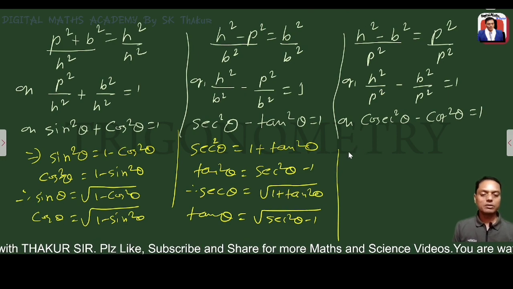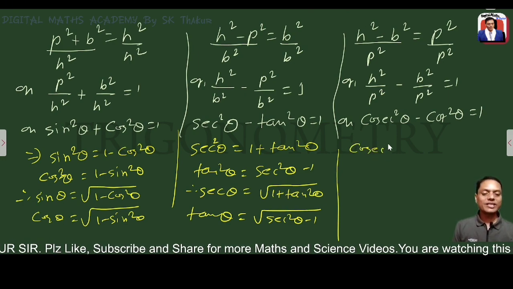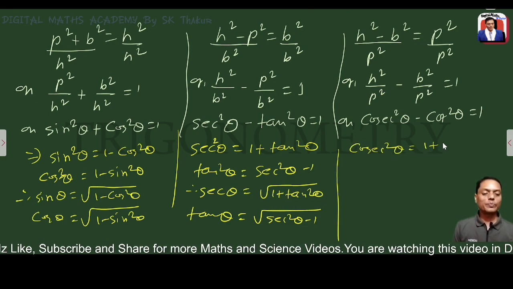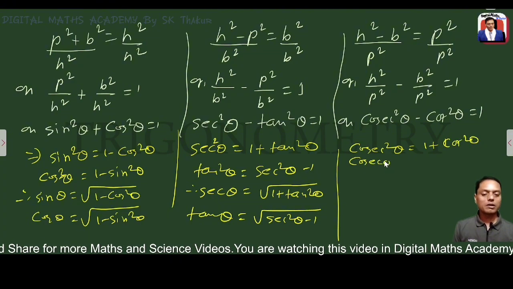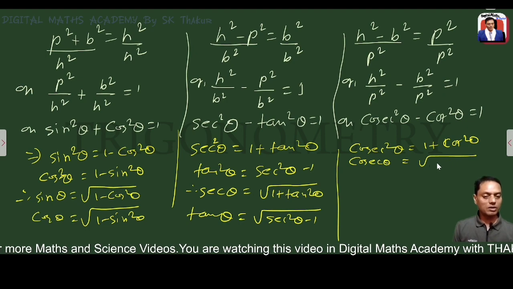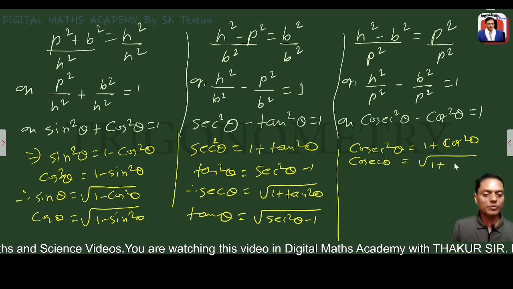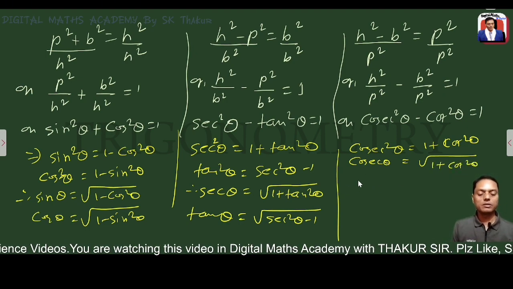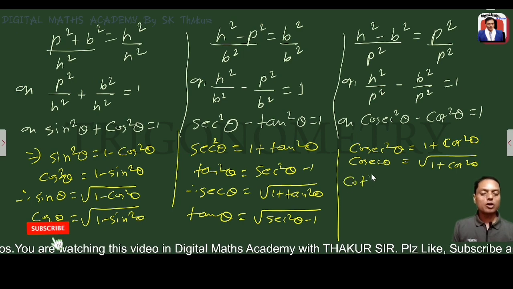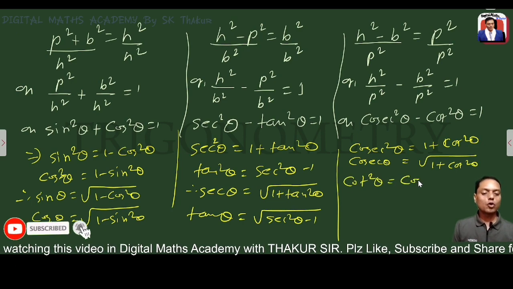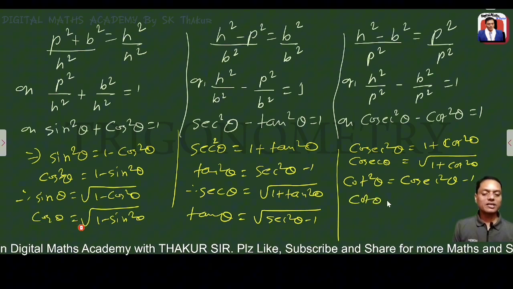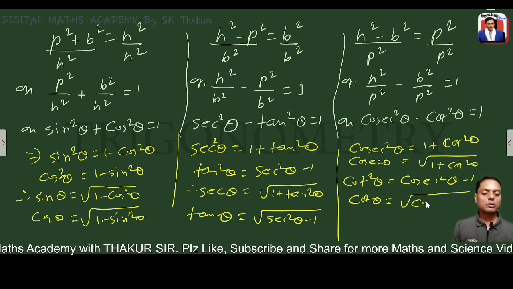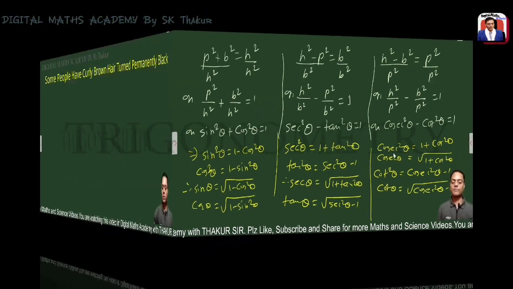Likewise, from here we can write cosec square theta equals 1 plus cot square theta, right? And cosec theta, you can remove the square, equals under root 1 plus cot square theta. Similarly, cot square theta equals cosec square theta minus 1, and cot theta equals under root cosec square theta minus 1.